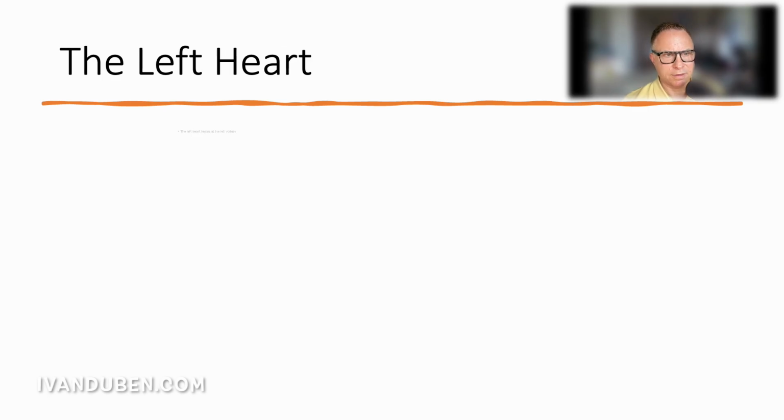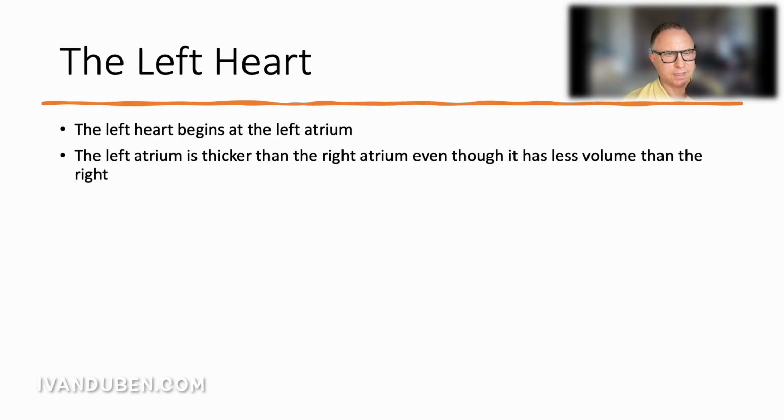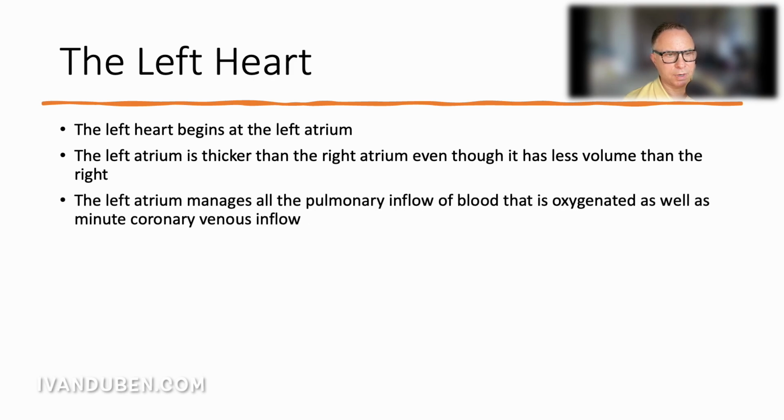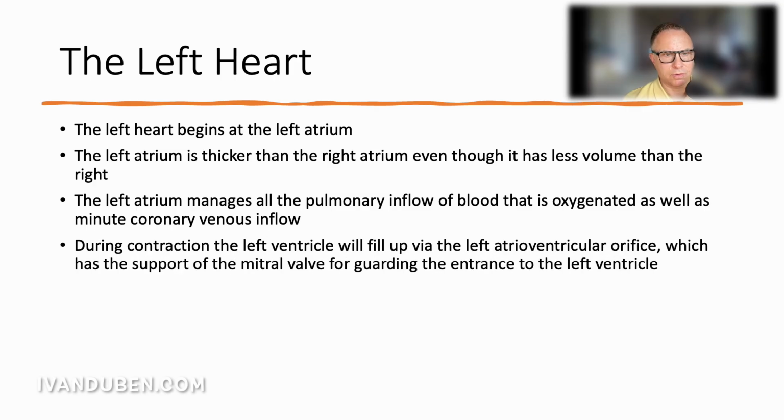Let's look at the left side of the heart. The left heart begins at the left atrium. The left atrium is thicker than the right atrium, even though it has less volume than the right. The left atrium manages all the pulmonary inflow of blood that is oxygenated, as well as minute coronary venous inflow.